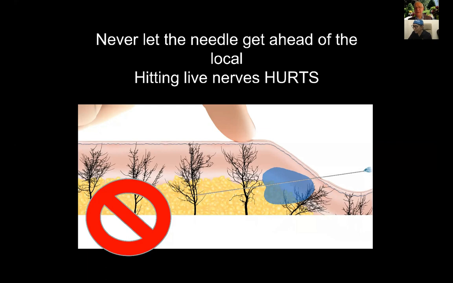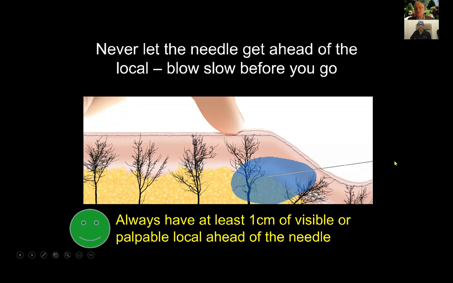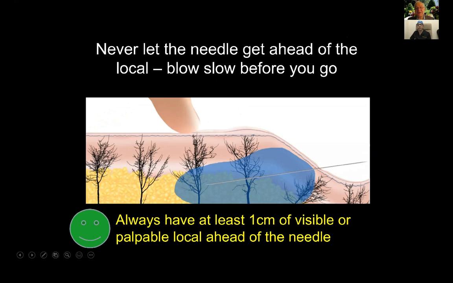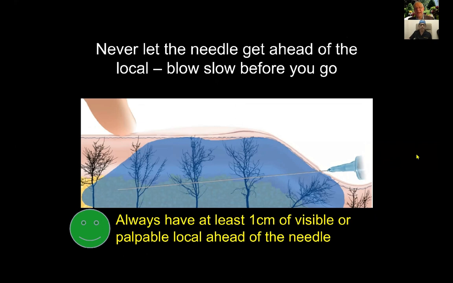Never let that needle tip get ahead of the local. The local here is blue. Instead, always have at least 1 centimeter of visible or palpable local ahead of the needle. And you see, I'm always feeling with my finger so that I can feel the tumescent local anesthesia 1 centimeter ahead. And I'm always thinking in my head, blow slow before you go. Blow slow before you go. It helps me slow down and be patient.